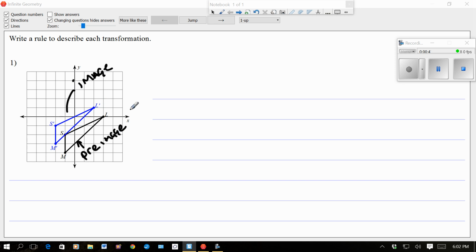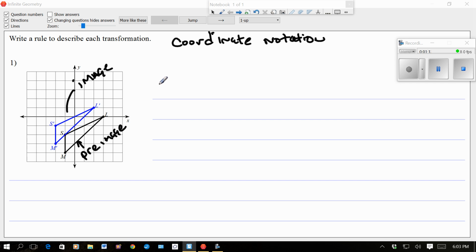I want to know what rule tells me to move my pre-image to my image. And I want you to use coordinate notation. I want you to get used to using this. So what does that mean? How do I tell what happened to this object here to move to this object?